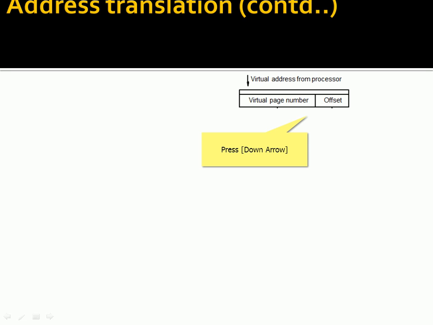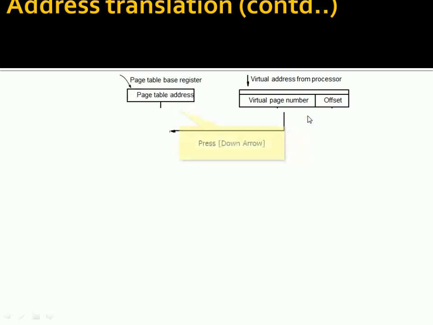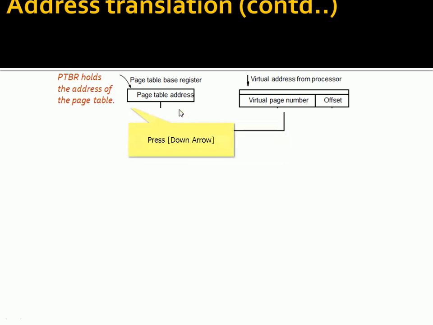What is a virtual page number? It is related to the starting address of the page table, which is held in the page table base register, and the offset is the distance from the starting point to where the data is located. So this we are going to understand. There is a page table base register, right? The page table base register holds the address of the page table in memory.